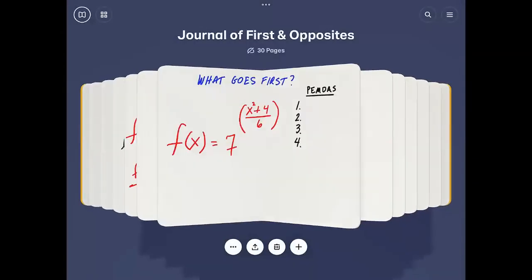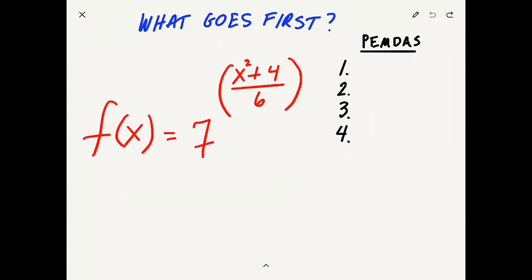All right, let's do a couple more. All right, here's another one. What happens first? Is there parentheses? Yes. So we are going to do what's inside the parentheses. Actually, we have like 2 parentheses because that stacked fraction is basically an implied parenthesis. I'll take that away. But the very first thing we're doing is we are squaring the x, then we add 4 to it, then we divide by 6, and then we raise that whole ratio to the, base of 7.